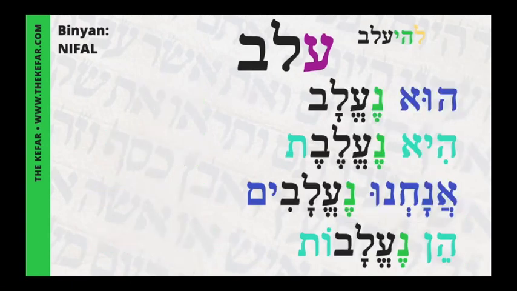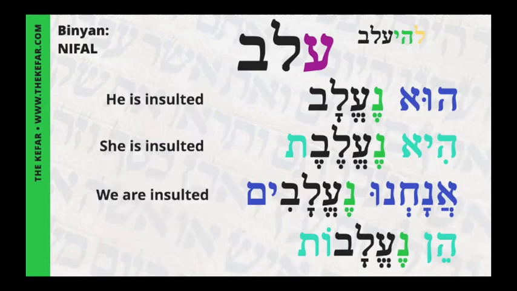So hu ne'elav, he is insulted. Hi ne'elevet, she is insulted. Anachnu ne'elavim, we are insulted. And hen ne'elavot, they feminine, are insulted. Okay, ne'elav, ne'elevet, ne'elavim, ne'elavot.